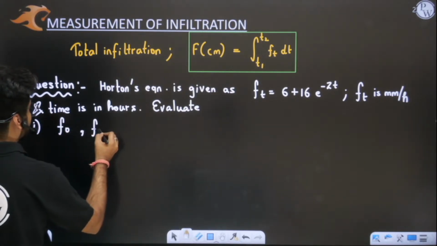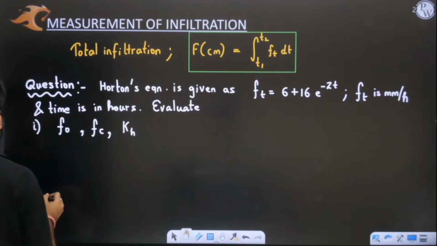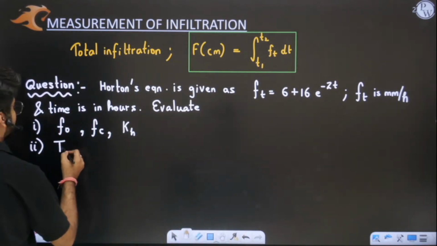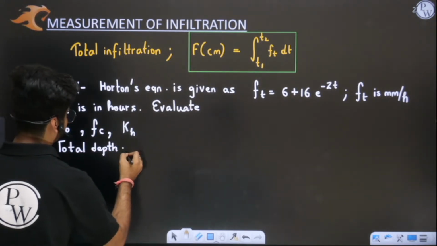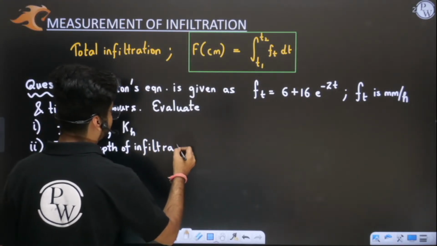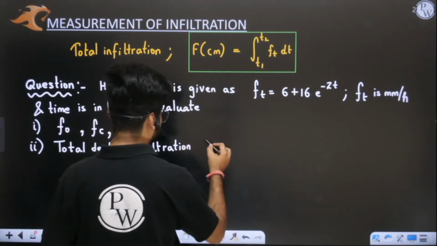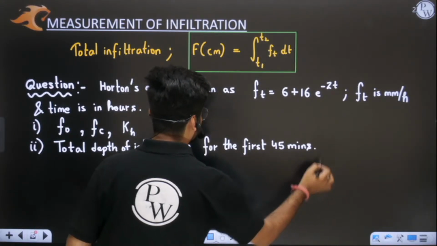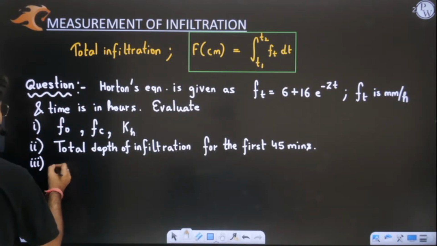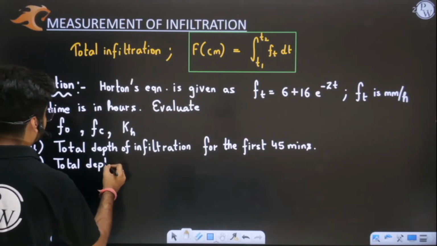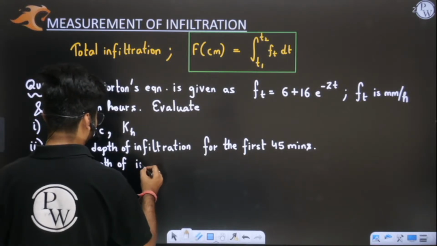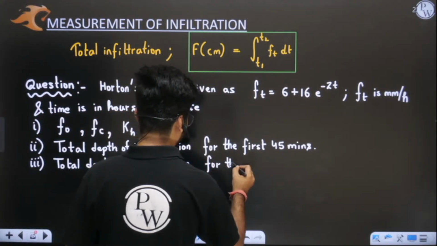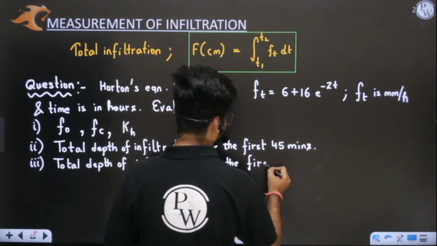You have to find f naught, you have to find fc, you have to find Horton's constant, then find the total depth of infiltration for the first 45 minutes, and in the last part, find the total depth of infiltration for the first 75 minutes.